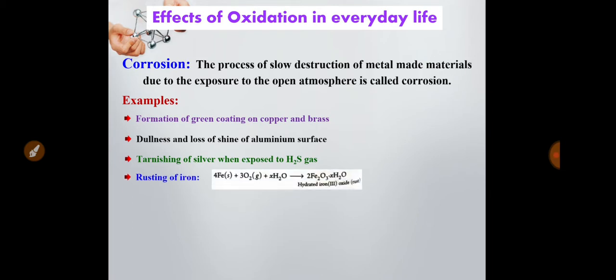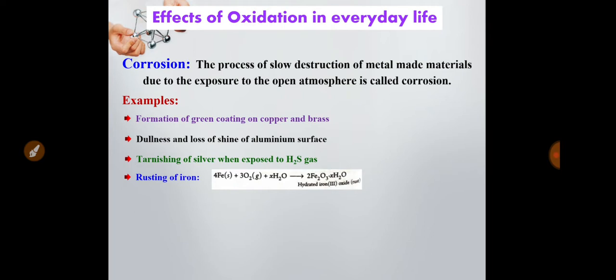And the last and most important and most common example of corrosion is rusting of iron. You all know about the rusting of iron. If an iron material is kept in open atmosphere, it will react with oxygen and water present in the air to form hydrated iron oxide, which is called rust. You can see the reaction: 4Fe plus 3O2 plus xH2O forms Fe2O3·xH2O, hydrated iron oxide, which is called rust. So this is all about corrosion.